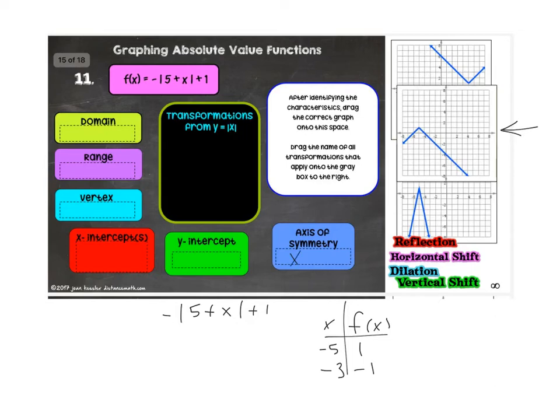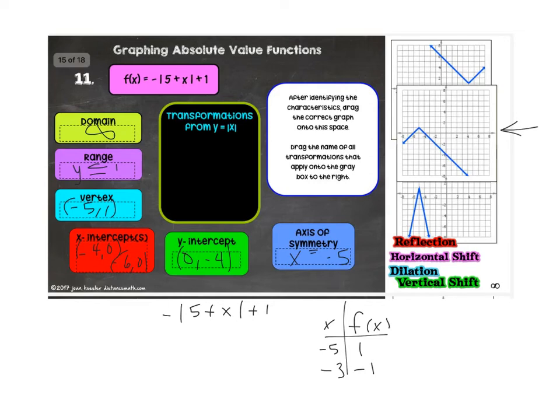Axis of symmetry, x is equal to -5. Y-intercept is 0, -4. X-intercepts are -4, 0, and -6, 0. The vertex is at -5, positive 1. The range is y is less than or equal to positive 1. The domain is infinite.